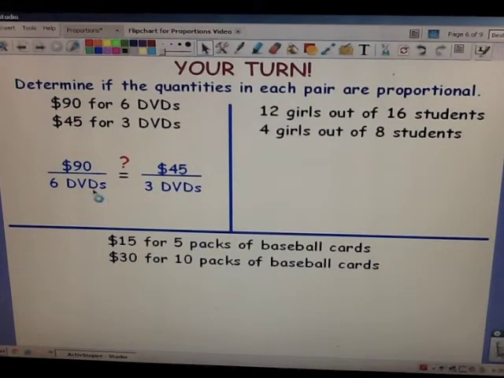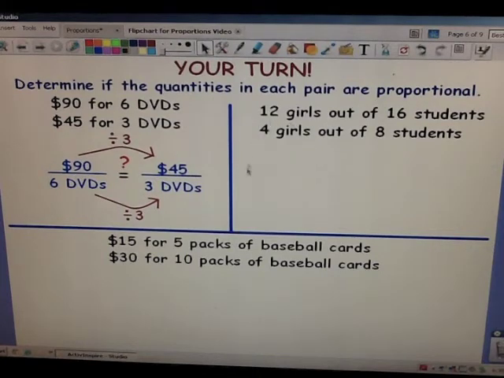Well, let's take a look. What kind of scale factor can we use? We can go from 6 to 3 DVDs by dividing by 3. So do the same thing to the $90. 90 divided by 3, does that equal 45? No. 90 divided by 3 equals $30, not $45. Therefore, these two rates are not proportional.